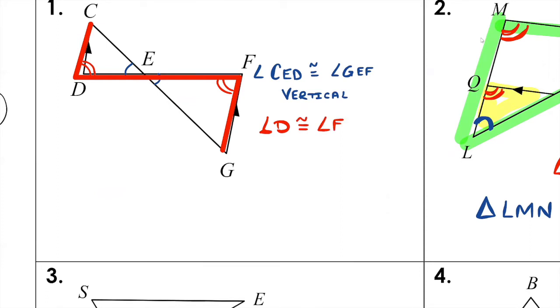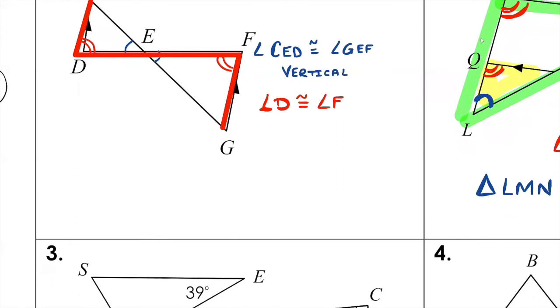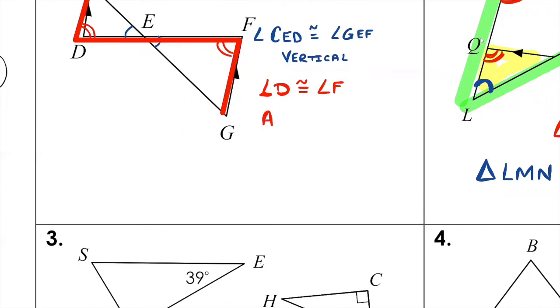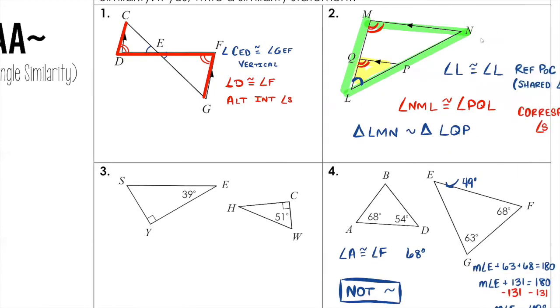We can show that either with more alternate interior angles, or with the third angle theorem. Because if 2 angles of 2 different triangles are congruent, that third angle must also be congruent. What will the inside of a triangle always add up to? 180. If 2 angles are already taking up, say, 120 in each triangle, what is left for the third angle to be? 60. So how do we know D was congruent to F? Alternate interior. So do we have 2 pairs of congruent angles? Yep. So if we've got 2 pairs, we can say our figures are similar.